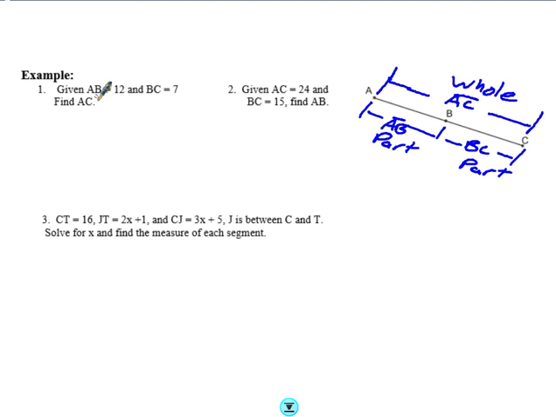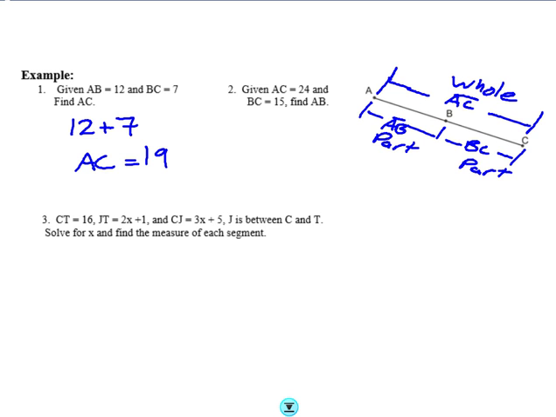In our first example, we're given that AB is equal to 12. AB is a part, and BC is the other part. BC equals 7, and they want to find the whole thing. If this part is 12 and this part is 7, when I combine them, that gives me that segment AC is equal to 19.